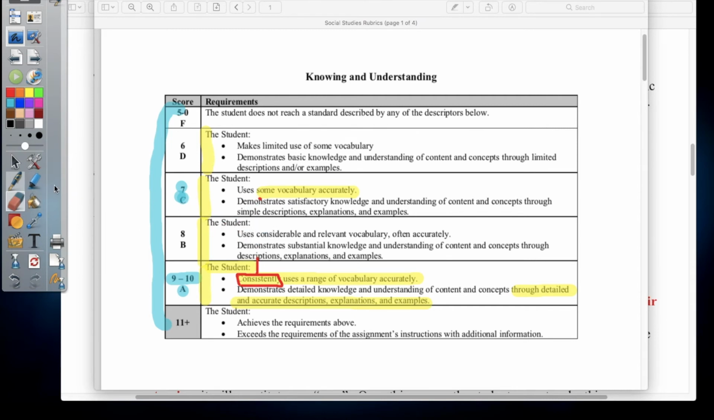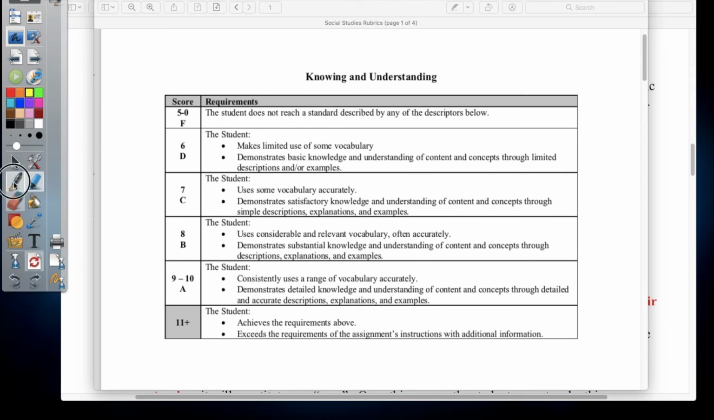So moving on from that, let's go to the second criterion. It says the student demonstrates satisfactory content and knowledge of concepts through simple descriptions, explanations, and examples. As you can see here, we have simple, while for the other one we have detailed, and not only detailed, but also accurate. All right, so that's an example of how your rubrics will be attached to each of your assignments and how you'll be graded. Whenever we go through each of my assignments, I will talk about the rubrics, and the rubrics will be attached as well.